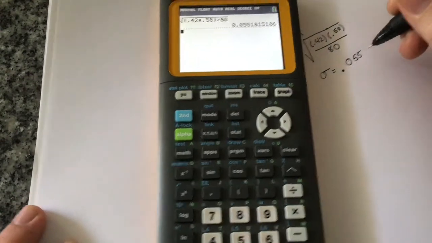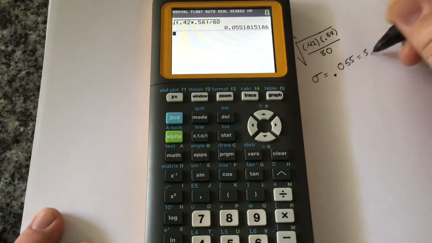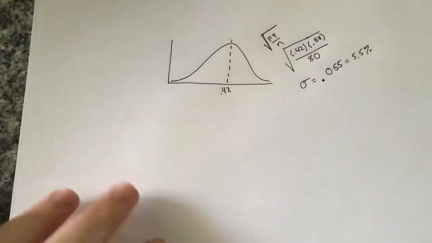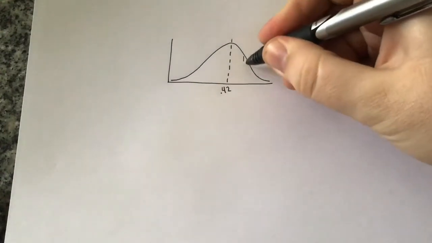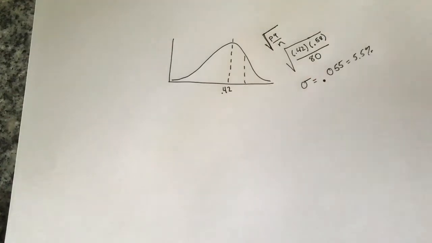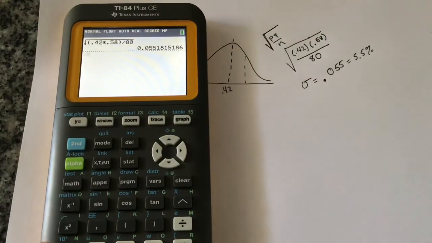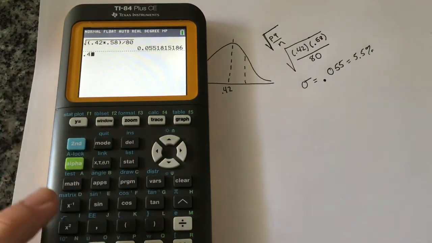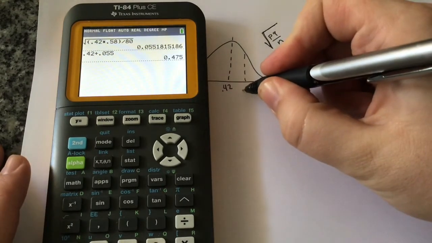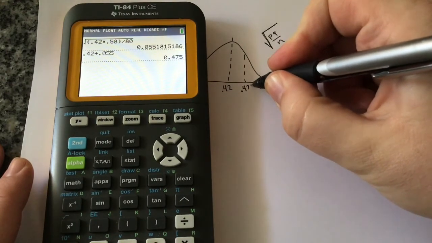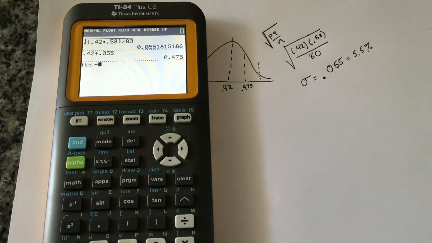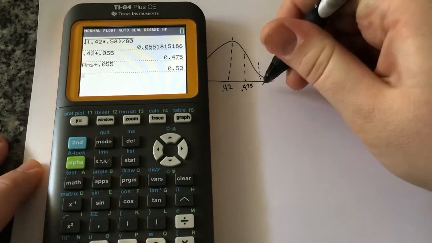That equates to 5.5%. So in this data set, we know one standard deviation over is 0.055, so we would add that to the 0.42. 0.42 plus 0.055, and find out that one standard deviation over is 47.5%. And one standard deviation over from that is going to be 53%.